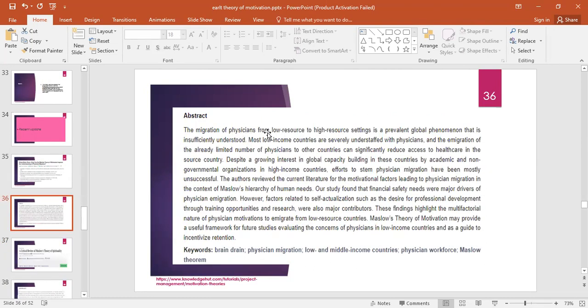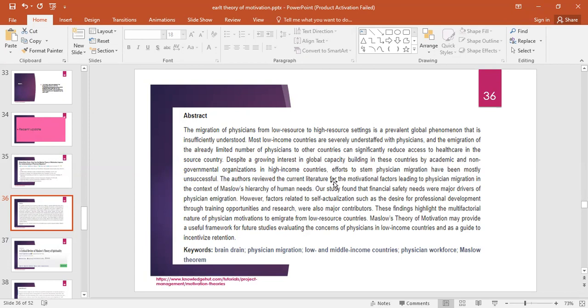The migration of physicians from low-resource to high-resource settings is a prevalent global phenomenon that is insufficiently understood. Most low-income countries are severely understaffed with physicians, and the emigration of the already limited number of physicians to other countries can significantly reduce access to healthcare in the source country. Despite a growing interest in global capacity building in these countries by academic and non-government organizations in high-income countries, efforts to stem physician migration have been mostly unsuccessful.